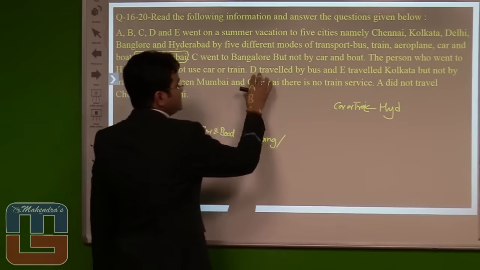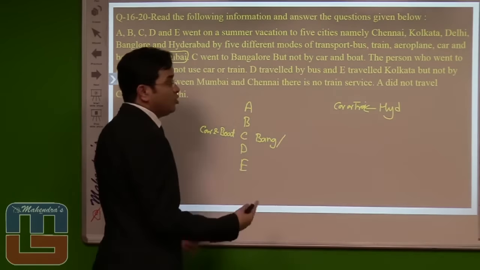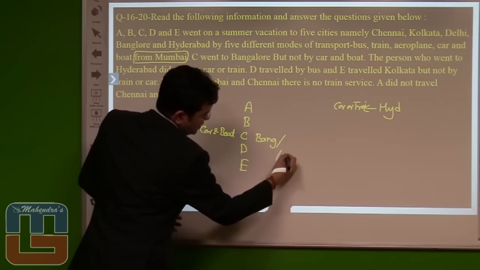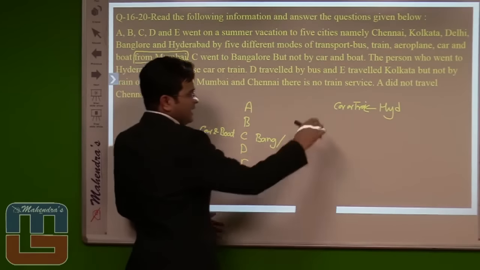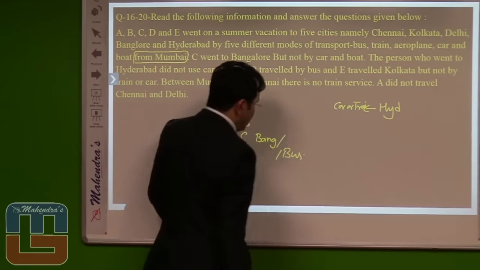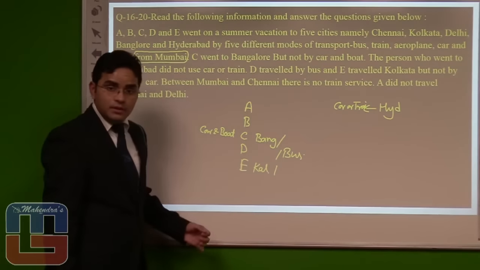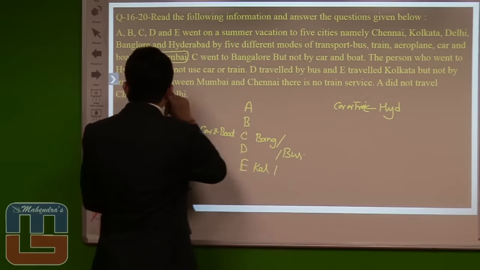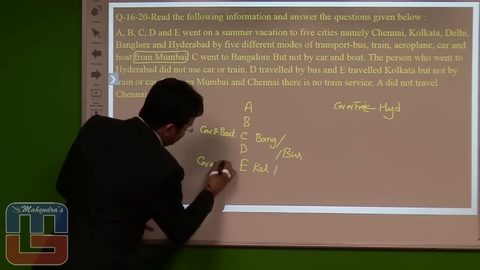Okay, now check the next one. D traveled by bus and E traveled to Kolkata. D traveled by bus. D is traveling by what mode of transportation? That is bus. And the next one is saying E traveled to Kolkata but not by train or car. And E is traveling to where? Kolkata. E is traveling to Kolkata but not by train or car. Again a negative statement, car or train.